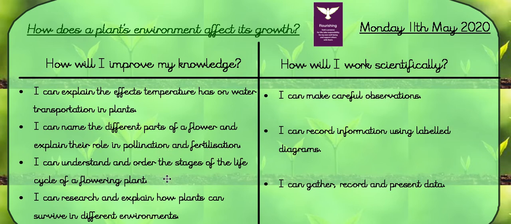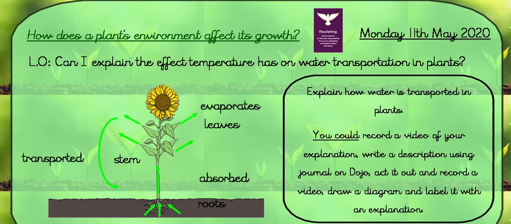We're going to have a look at the life cycle of flowering plants, and we're also going to do a bit of research this week about how plants can survive in different environments, because lots of you were asking me, when we did our what we know already or questions we need to answer, well, what about plants that perhaps thrive and flourish in the desert? How is that different, and why do they need different things? So we're going to start to look at that. And as scientists, we're going to make careful observations. We're going to focus again on recording information using labelled diagrams, and also gathering, recording and presenting data when we do our research.